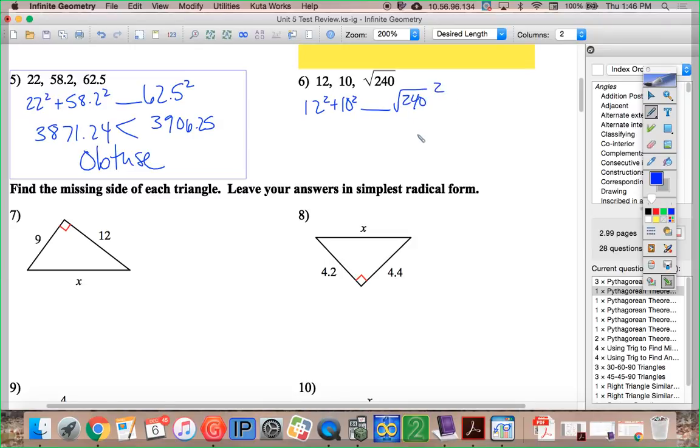So I know square root of 240 squared should get me just 240. Do not square it again. You've already squared it when you take away the radical. 12 squared is 144 plus 100 is 244. So this is bigger. So C is smaller, which makes the angle smaller, and it's acute.